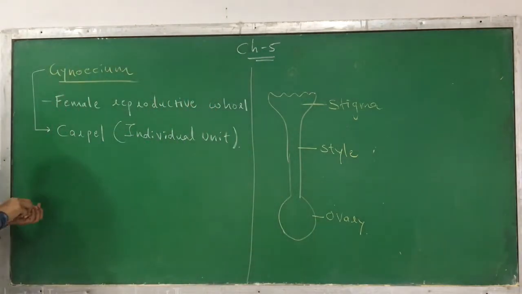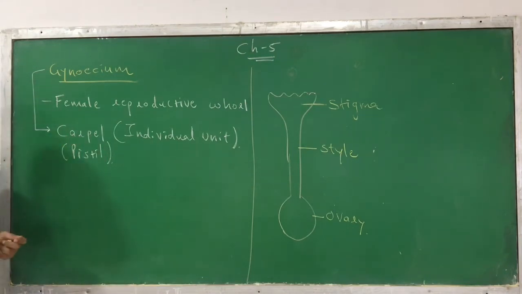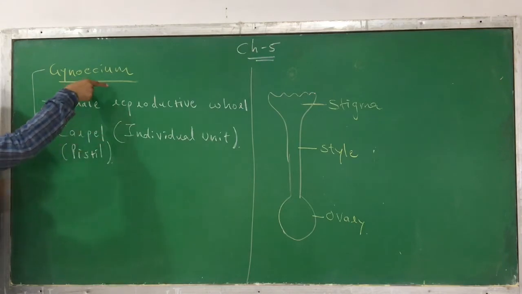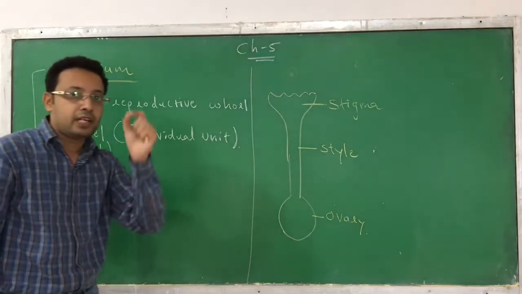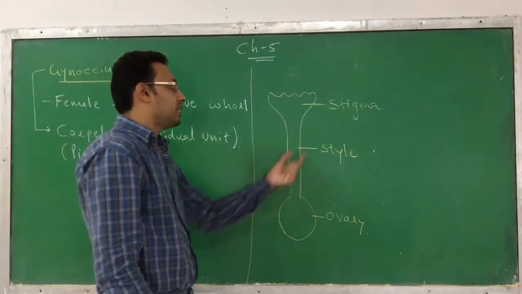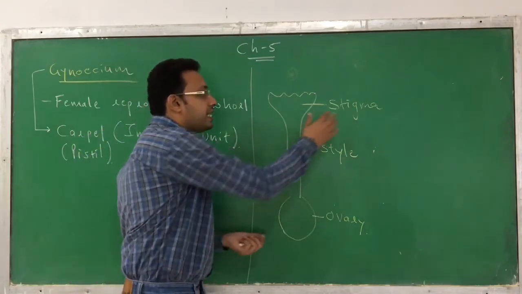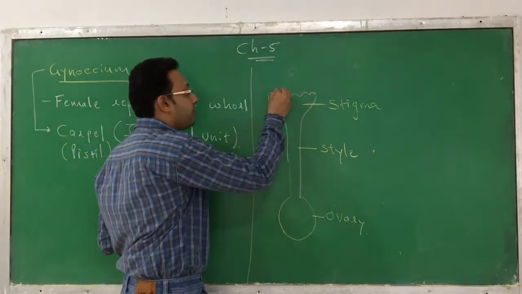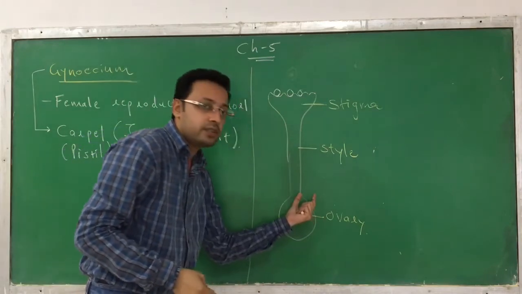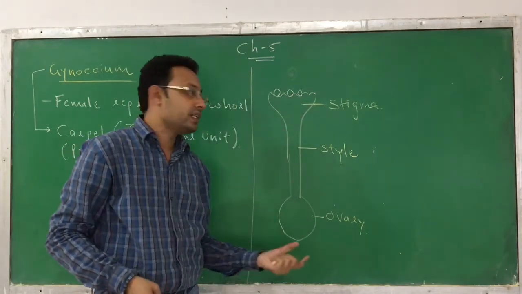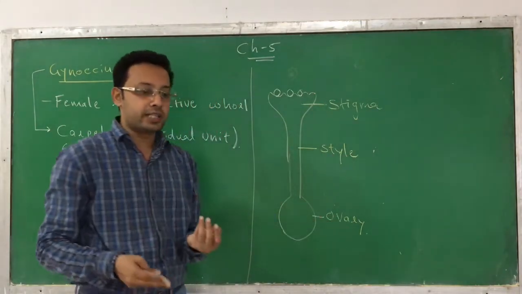What's another name of carpel? The carpel can also be called pistil. So the individual unit of gynoecium you can call either carpel or pistil. Each carpel or pistil consists of 3 parts: stigma, style, ovary. The stigma is receptive in nature. It receives the pollen grain that falls over here. Next, the tube-like portion which connects the stigma to the ovary is called a style. And the lower bulged part is called an ovary.